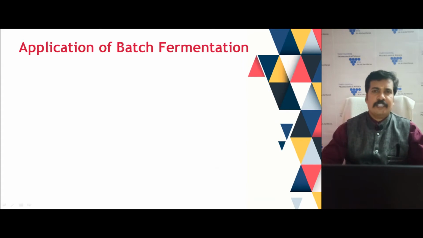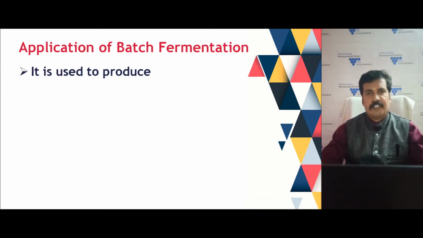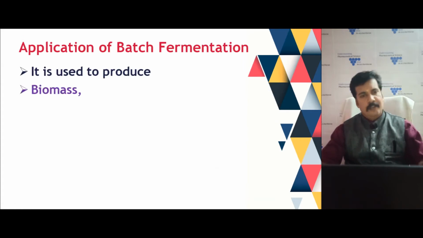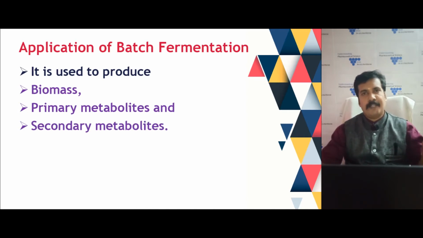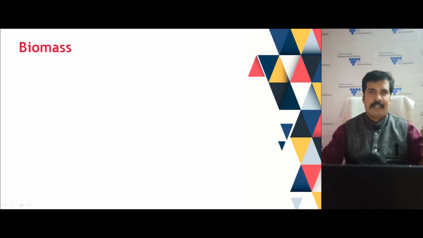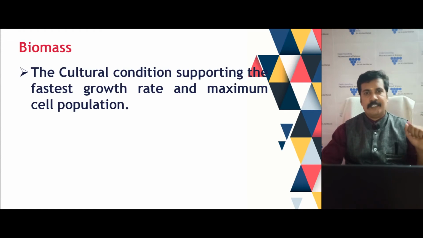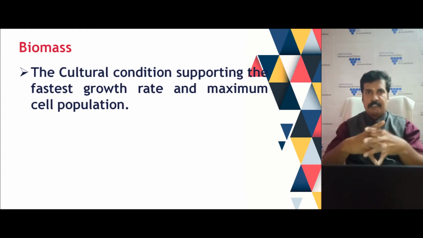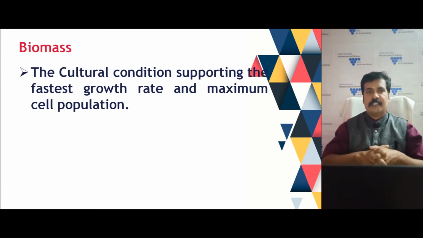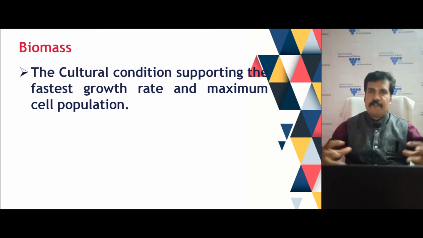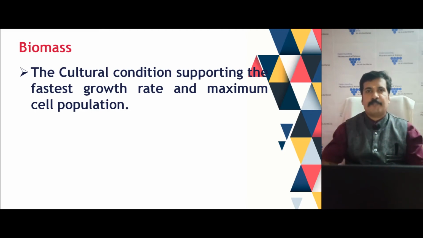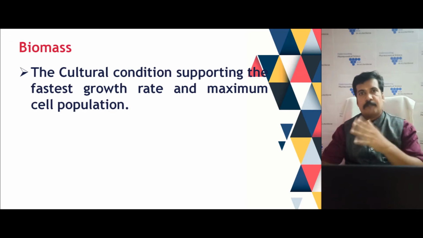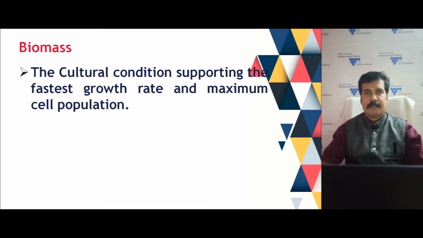The application of this batch fermentation is to produce either a biomass, a primary metabolite, or a secondary metabolite. Biomass is nothing but providing the cultural conditions in such a manner that it produces the fastest growth and the maximum cell population. In single cell protein manufacturing, we need a large biomass. Sometimes the biomass is very important for the production of the primary and secondary metabolites.